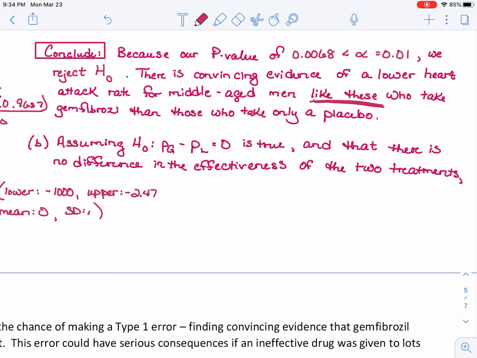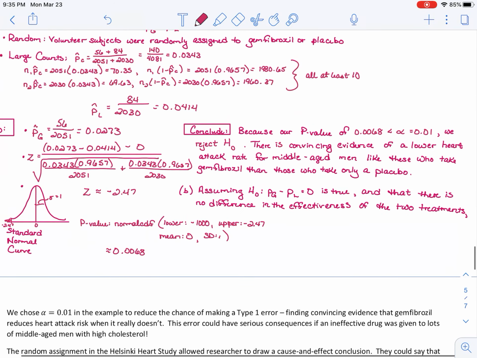And remember, this is who I'm talking about. This is not for all men in the population. We didn't select from all men in the population. For the type of men who are in this particular study, if you're like those men who take gemfibrozil, you're going to have fewer heart attacks than just taking a placebo.